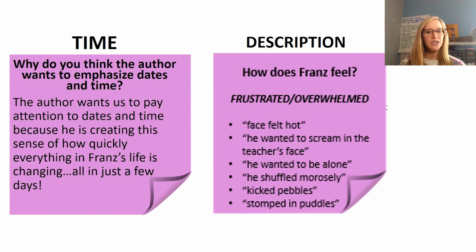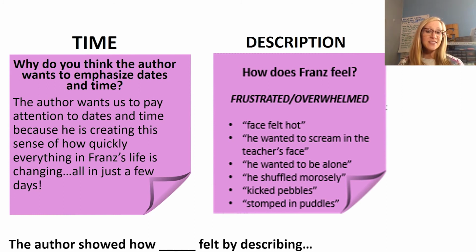Franz here was frustrated and overwhelmed, and we knew by the text description's face felt hot. He wanted to scream in the teacher's face. He wanted to be alone. He shuffled morosely, kicked pebbles, and stomped in puddles. So the author is using specific details about what the character's thinking or doing to show what the character is feeling. So below I have this sentence for you.